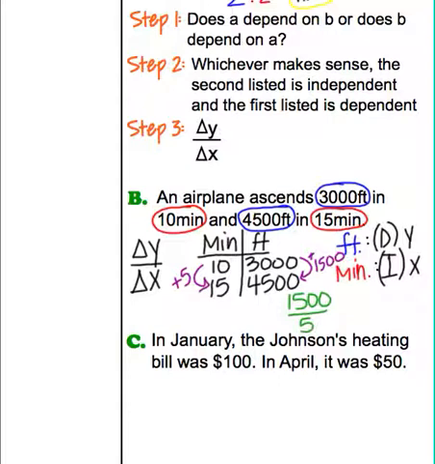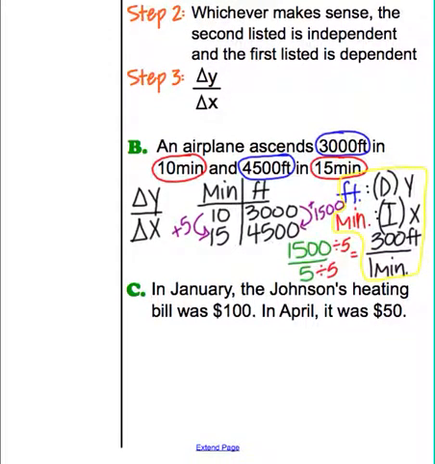Now we're going to go ahead and divide both the top and bottom by 5 because that will get our denominator down to 1, which gives me 1 minute on the bottom. And on the top, when I divide 1,500 by 5, I get 300 feet. And so 300 feet per minute is going to be that average rate of change. Let's take a look at the next example.